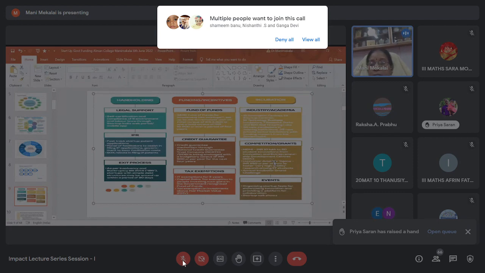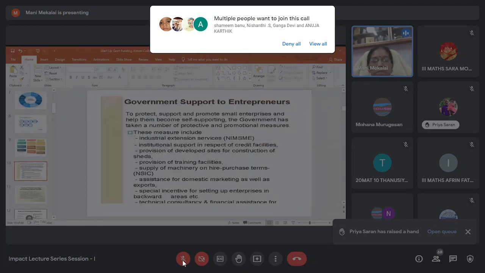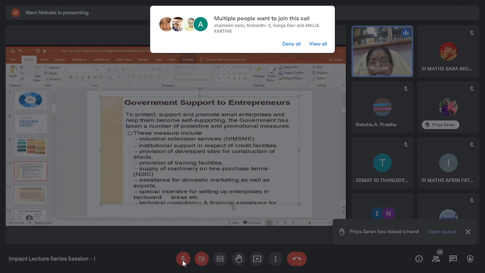Then events organized. Startup fest could be organized. Like you can invite all the successful entrepreneurs, and have a celebration, whatever. Okay, I'm moving to the next slide.